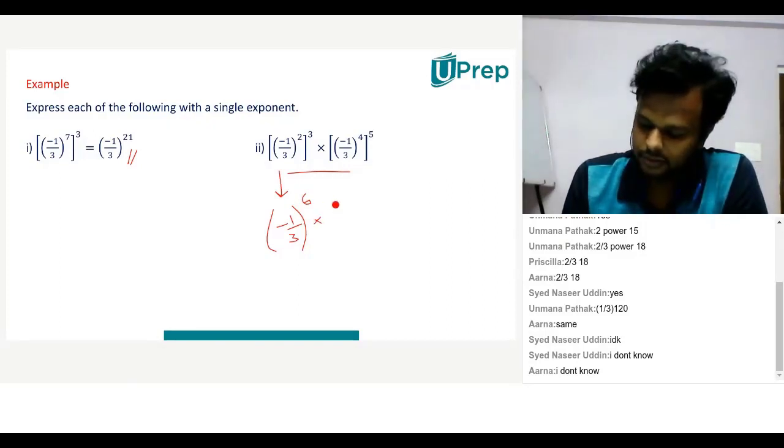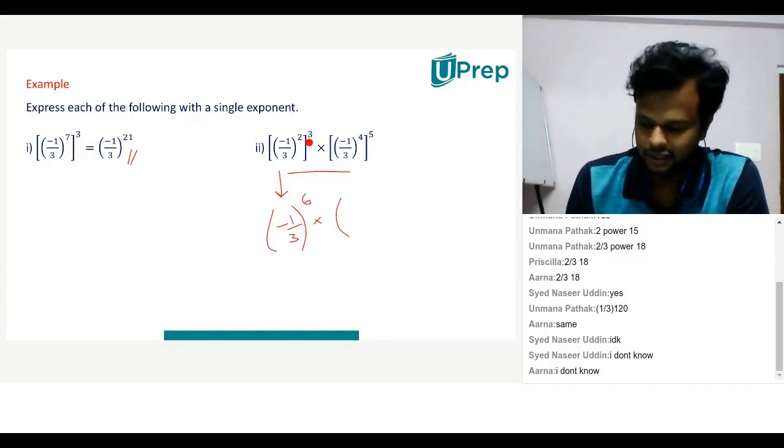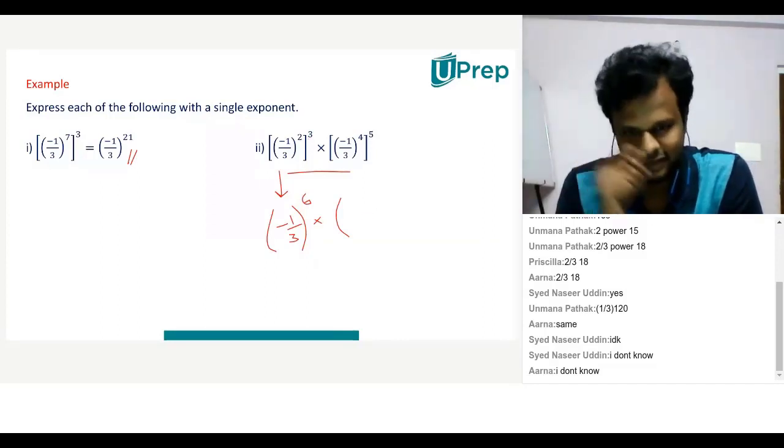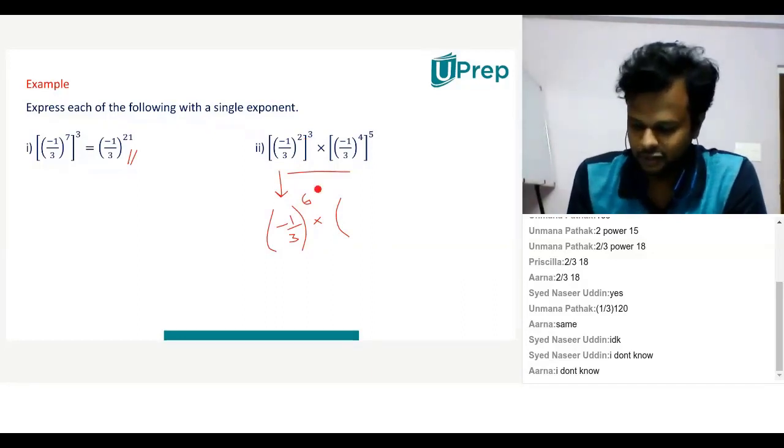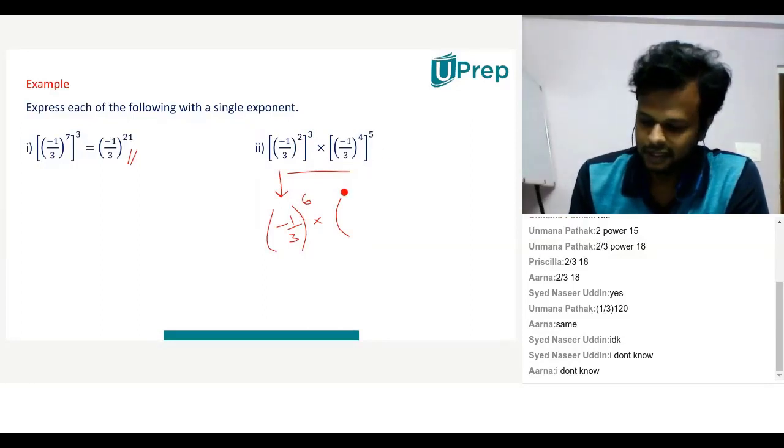No, sir, I'm not. Why? 2 into 3 is 6, right? In the first problem, it gets multiplied, and now why is it getting added? No, it is not getting added. Observe this. 2 into 3 is 6, right? That's what I've written here. In the second case, what is happening?